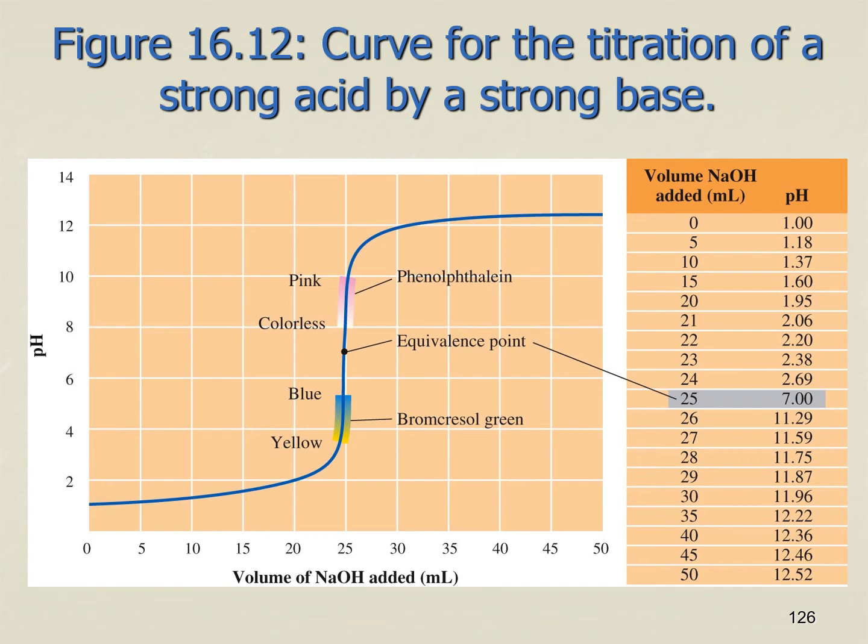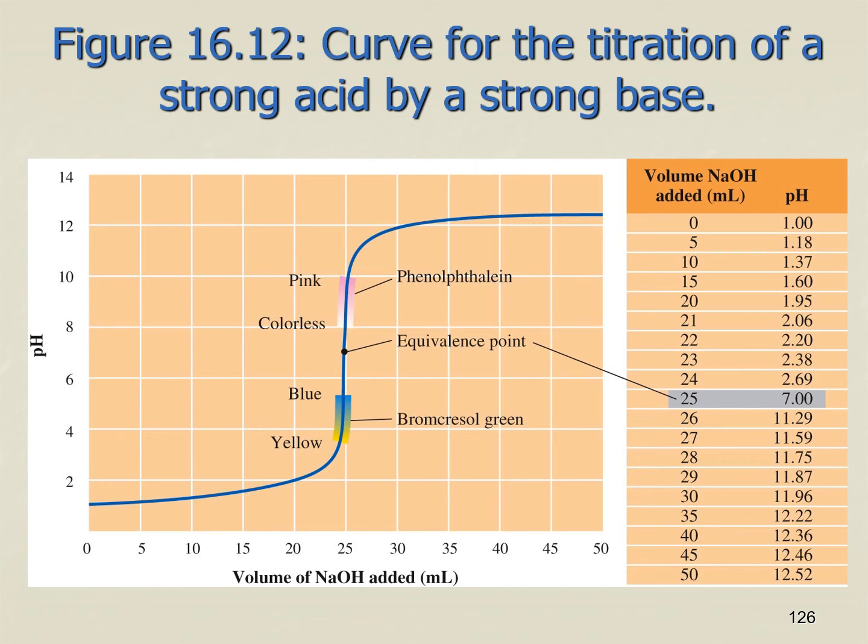You can see here the data on the right-hand side is the actual pH measured versus the volume of the NaOH added. So it started at a pH of 1, and then after 5 milliliters, the pH was 1.18. After 10 milliliters, the pH was 1.37, etc.